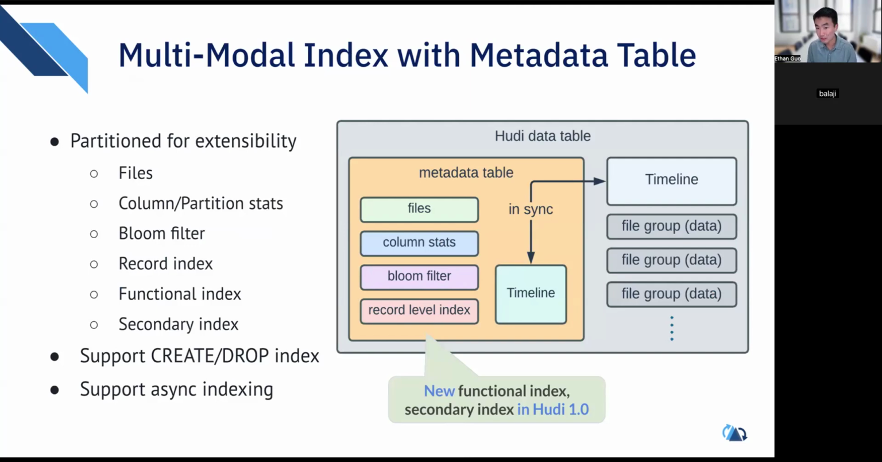In Hudi, the multimodal index is structured as a metadata table, an internal Hudi table with partitions supporting different types of indexes. This includes file listing, column stats, Bloom filters, record level index, and the new functional index and secondary index in Hudi 1.0, which I'll cover later in the talk. All of these indexes can be built asynchronously without blocking ingestion. Next, let me talk about the new indexes introduced in Hudi 1.x releases.